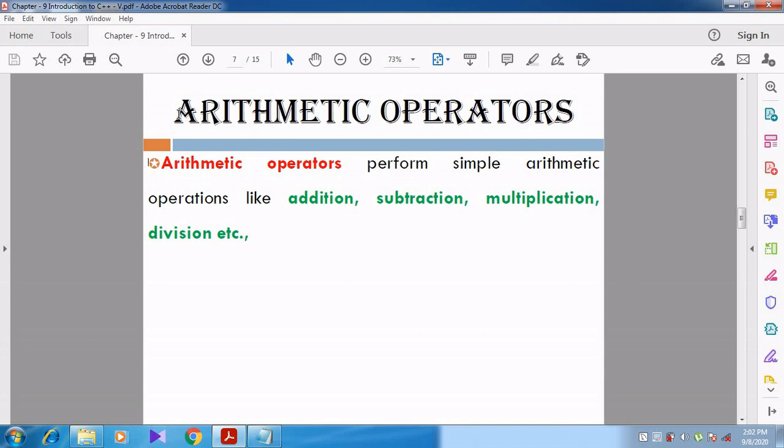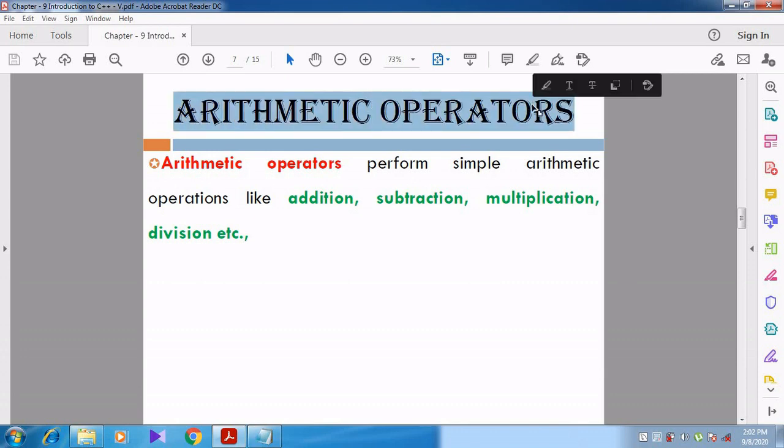So now we are going to see the operators one by one in detail. First, arithmetic operators. Most of you know what is meant by arithmetic operator. Arithmetic operators are addition, subtraction, multiplication, and division. Most of you know these 4 operations. But in C++, we have another operation called modulo division.